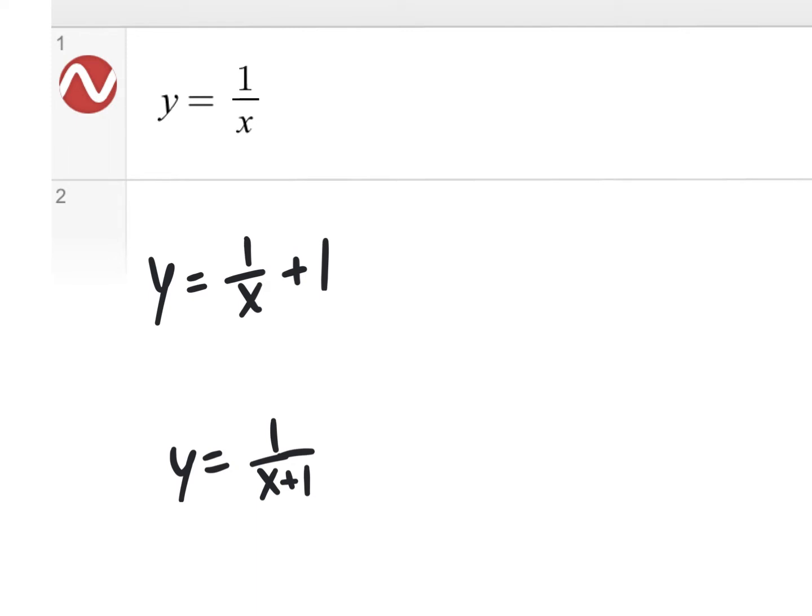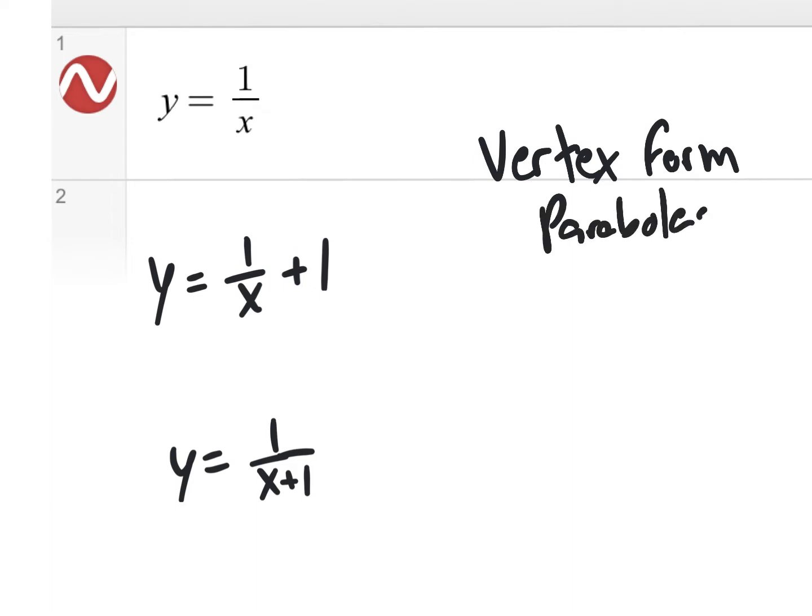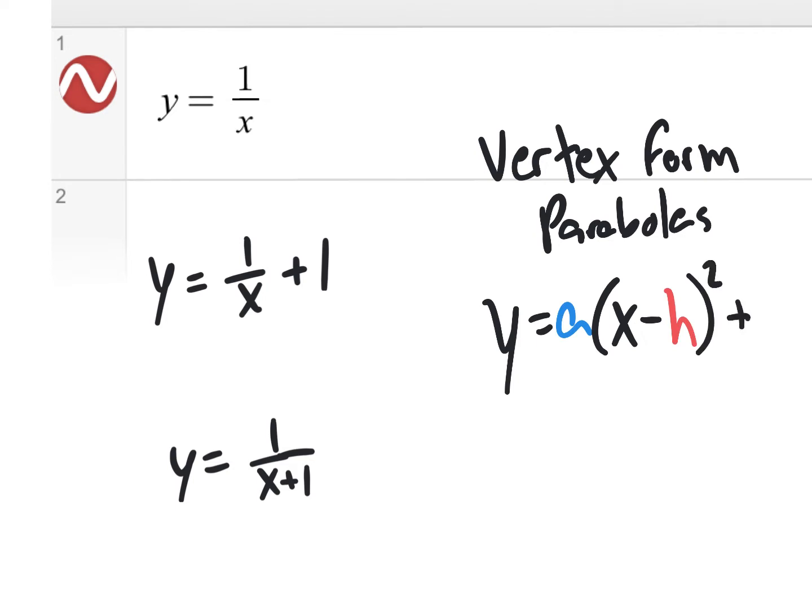So I want to relate that back to vertex form parabolas. That's y equals a parentheses x minus h close parentheses squared plus k. Okay. So your a value tells you if it opens up or down, and also if it gets vertically stretched or compressed. Your h value is always with x, and you always think opposite of what you see. And your k value is always on the outside by itself, and you take it for what it is.